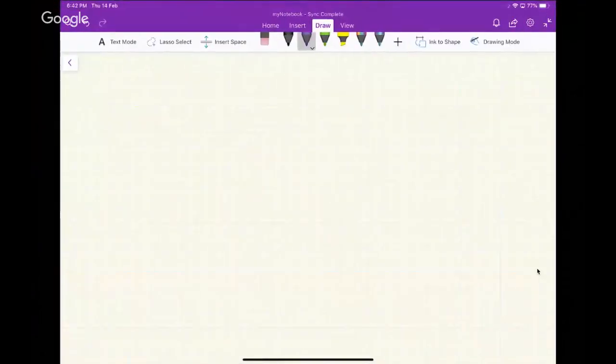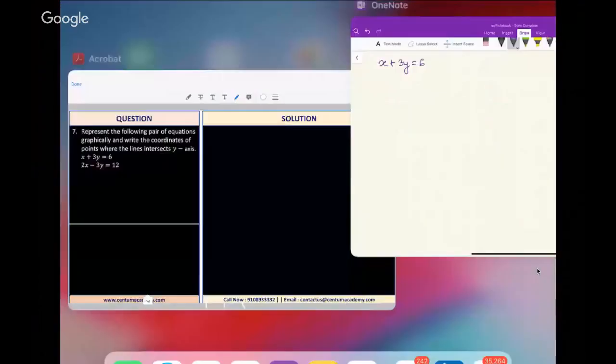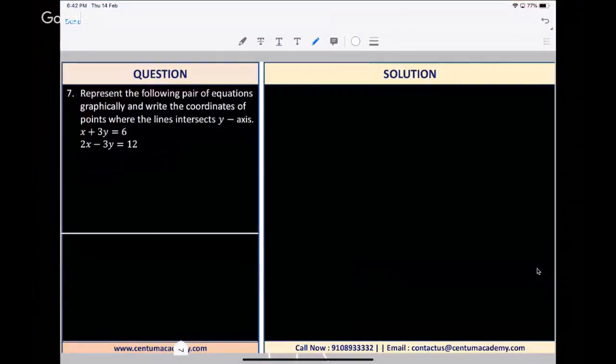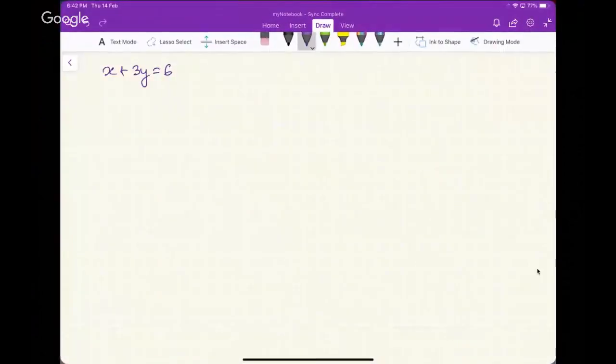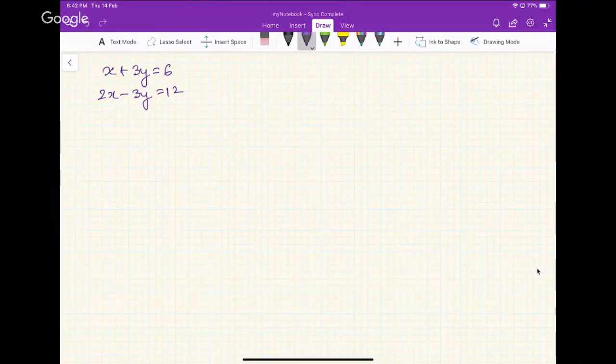x plus 3y is equal to 6. So hence I have x plus 3y equals 6, and the other one is 2x minus 3y equals 12. These are the two equations I have to solve graphically.